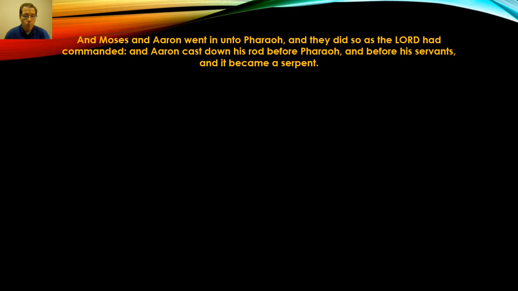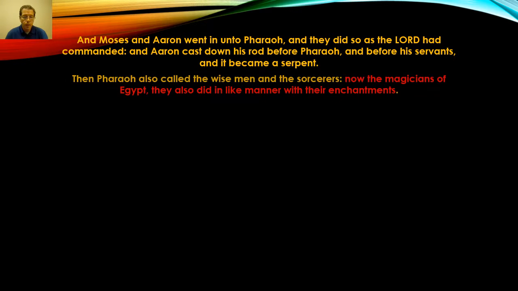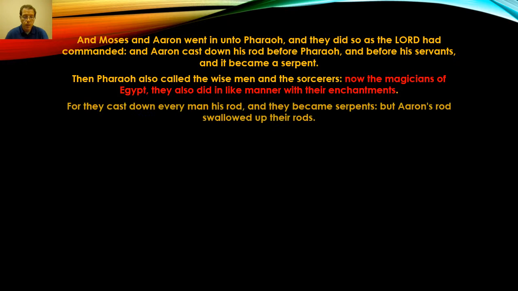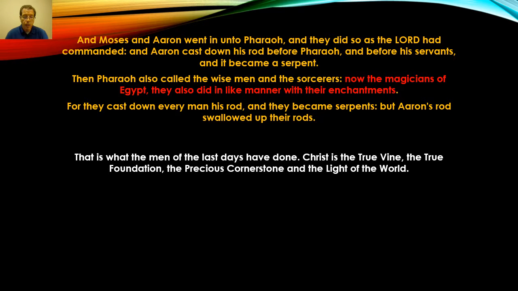Exodus 7. And Moses and Aaron went in unto Pharaoh, and they did so as the Lord had commanded. And Aaron cast down his rod before Pharaoh and before his servants, and it became a serpent. Then Pharaoh also called the wise men and the sorcerers. Now the magicians of Egypt, they also did in like manner with their enchantments. For they cast down every man his rod, and they became serpents. But Aaron's rod swallowed up their rods. This is the pattern. That is what the men of the last days have done.